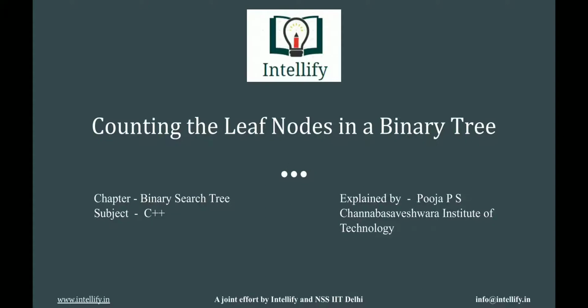I am pursuing BE in Information Science at Channabasaveshwara Institute of Technology. Today I am going to teach about counting the leaf nodes in a binary tree.